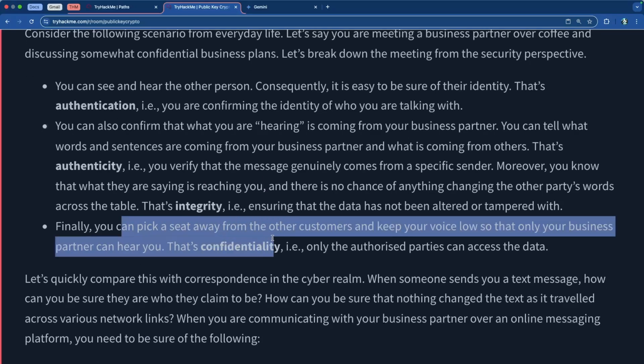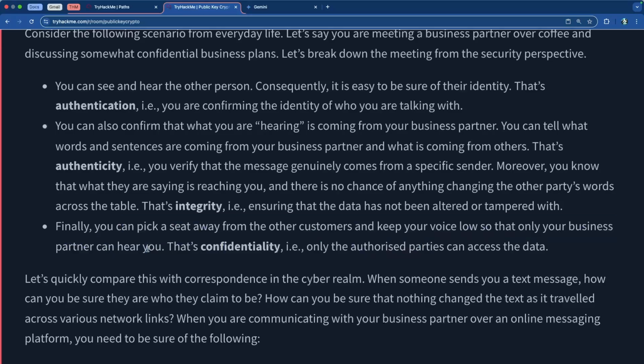Finally, you can pick a seat away from the other customers and keep your voice low so that only your business partner can hear you.